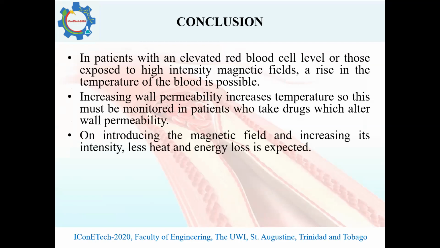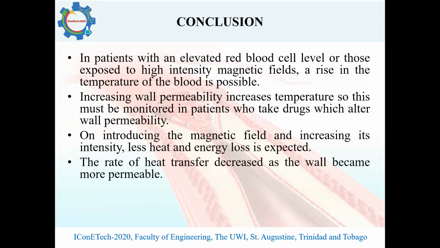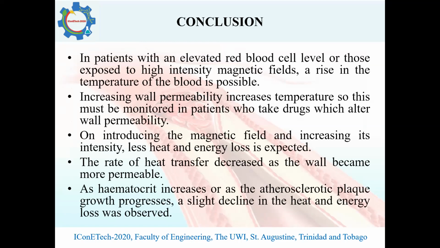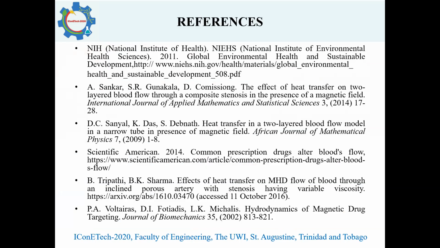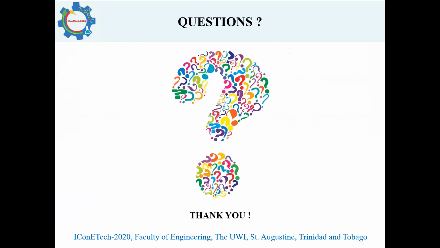On introducing the magnetic field and increasing its intensity, there was less heat and energy loss, and the rate of heat transfer decreased. As the wall became more permeable, as hematocrit increased, we had a slight decline in heat and energy as well. So these were the references, and I now welcome any questions related to my presentation.